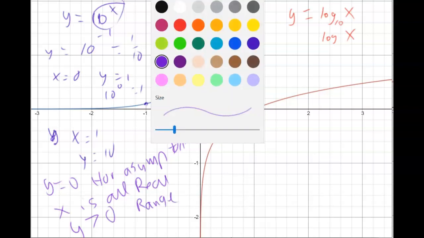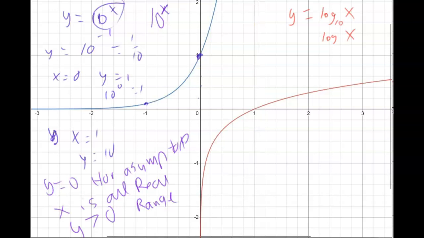Now what you have to keep in mind is that a log is the inverse of an exponential function of the same base. So this is the inverse of 10 to the x. If I do y equals log of x, common log base 10. So when we do an inverse, we switch the x's and y's.